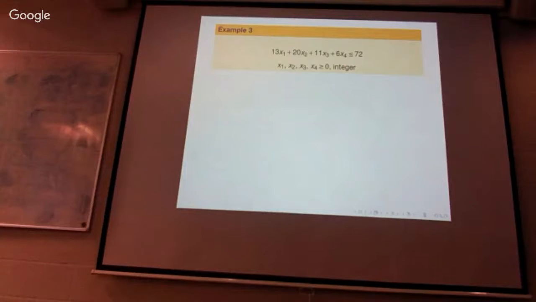One last warm-up. What happens if you divide this constraint by 11? Why 11? Because I tell you so. So what do you get? 13 over 11 x1 plus 20 over 11 x2 plus x3 plus 6 over 11 x4 is less than or equal to, well, I don't know what that is. So this is a valid inequality. Yes, because it's the same inequality as the one we started with.